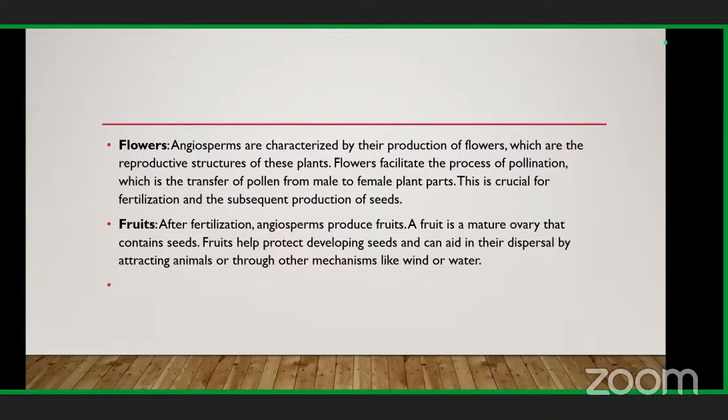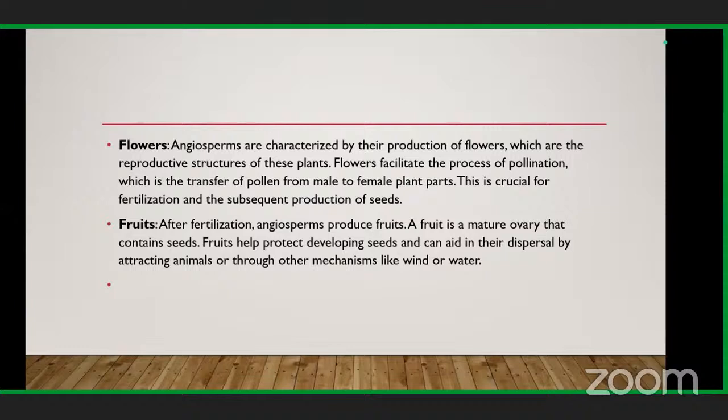Angiosperms are characterized by their production of flowers, which are the reproductive structure of this plant. Basically, the reproduction takes place through these flowers. Flowers facilitate the process of pollination, which is the transfer of pollen from male to female plant part. What is pollination? It is the transfer of the male gamete, the pollen, to the female part. That is called pollination. This is crucial for fertilization and subsequent production of seeds.